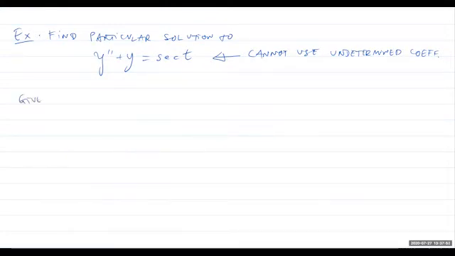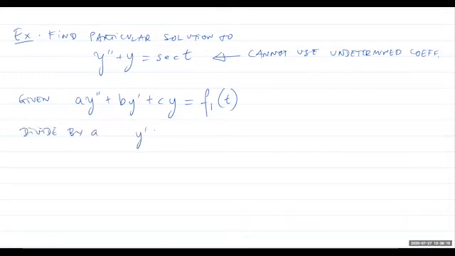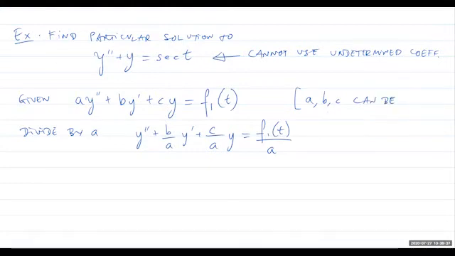In general, let's say we're given the equation a y double prime plus b y prime plus c y equals a function of t. I'll call it f1. First thing is I'll divide both sides by a. So y double prime plus b over a y prime plus c over a y equals f1 of t over a. And by the way, a, b, and c can be functions of t. They don't have to be constants. So already this method is more powerful than undetermined coefficients. I divide by a because I like to have the leading coefficient just equal to 1.